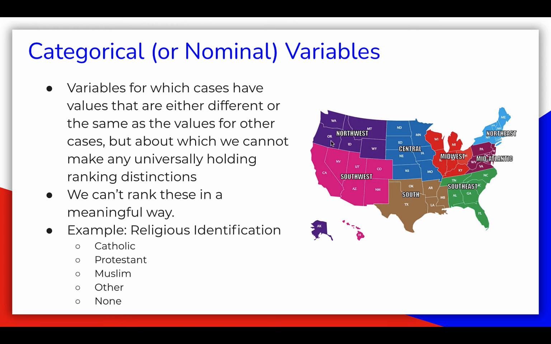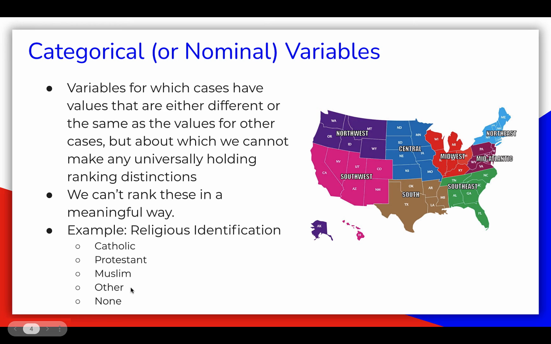So for instance, you can see on the right, this is a map of regions. These are census regions in the United States: Northwest, Southwest, Central, South, Southeast, Midwest, Mid-Atlantic, Northeast. You cannot rank these, right? It's not like Central comes before South and then comes Midwest and then Southeast and then Southwest. There's no ranking to them. There are no bronze, silver, and gold medals here. They are nominal, right? There is no ranking to them.